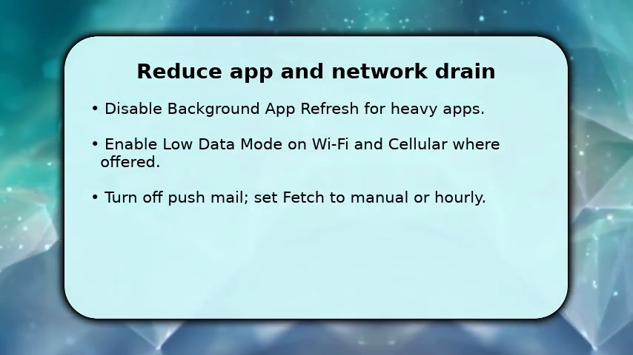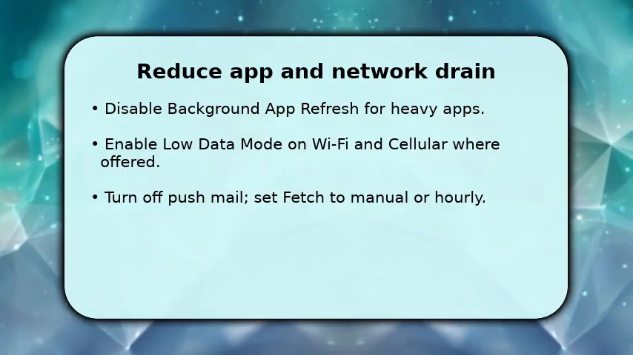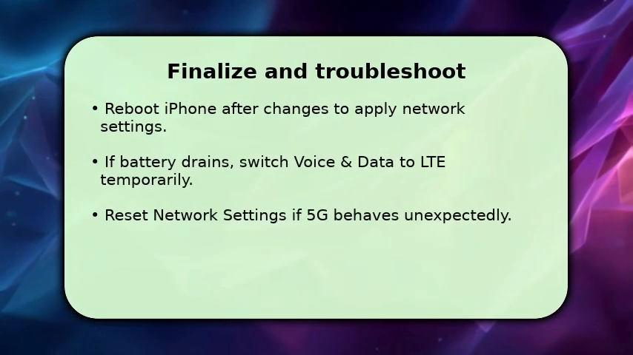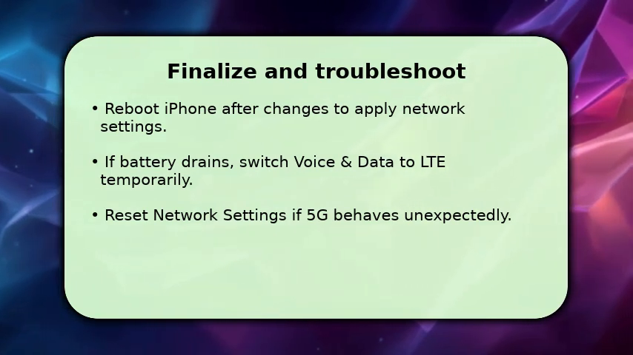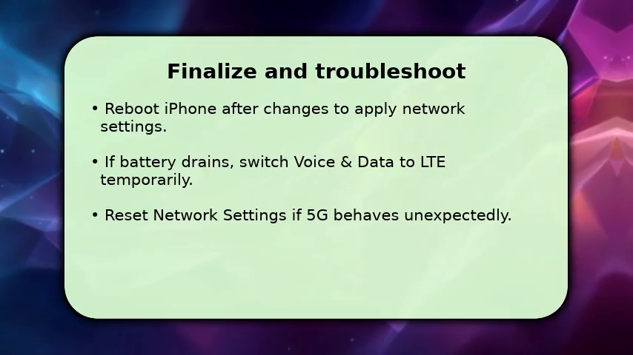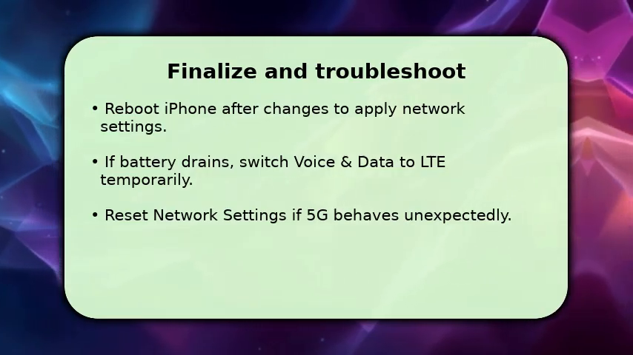You finish by rebooting the phone so network and power changes take effect. After a day of use, check battery and connection. If you still see excessive drain, go to Settings Cellular Voice and Data and choose LTE to stop 5G entirely. This is the quickest fix.